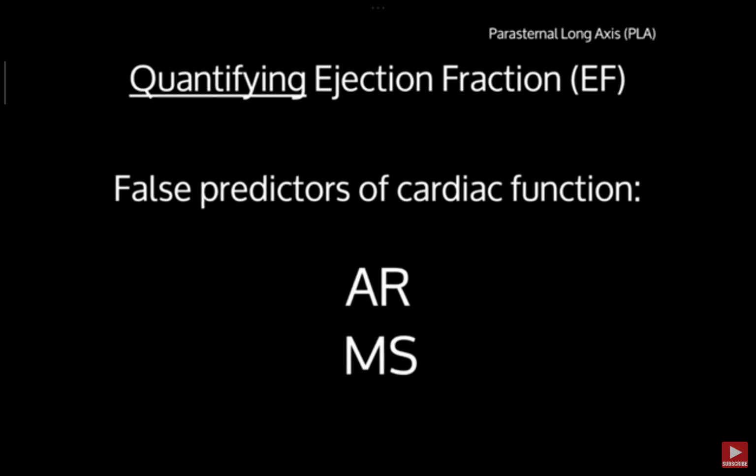Or, if your patient has mitral stenosis, the poor excursion of the mitral valve leaflets will give you a large EPSS, falsely predicting reduced cardiac ejection fraction.